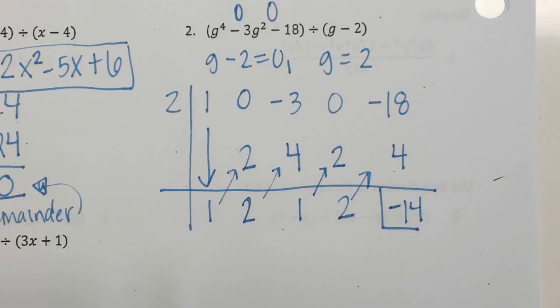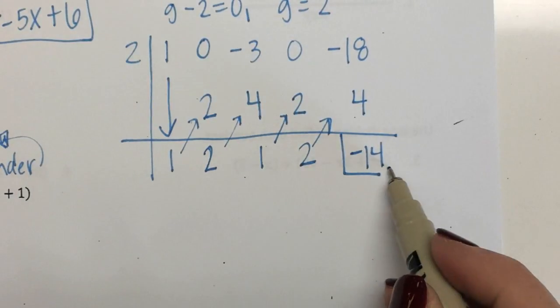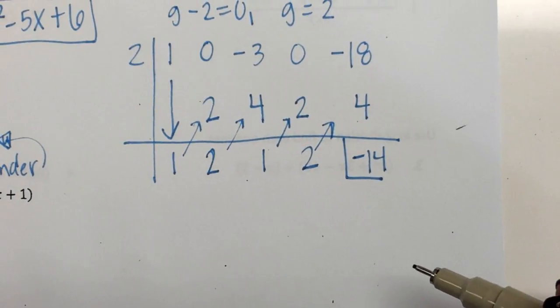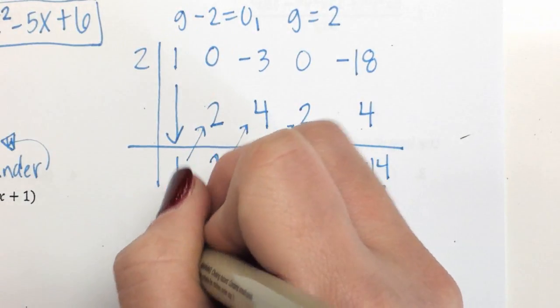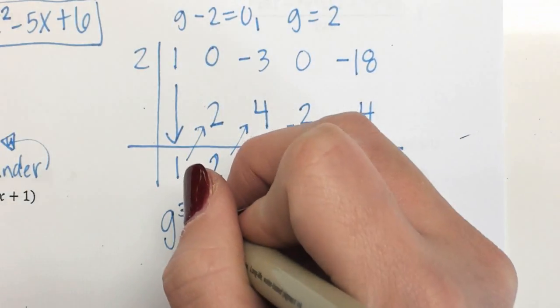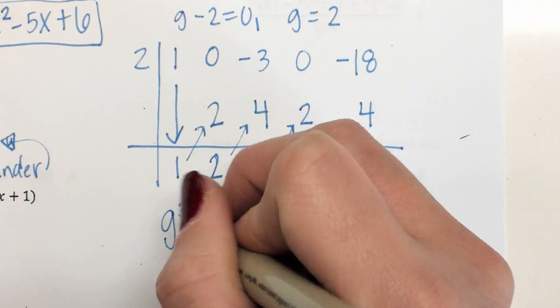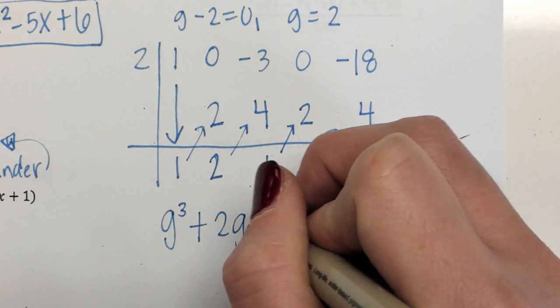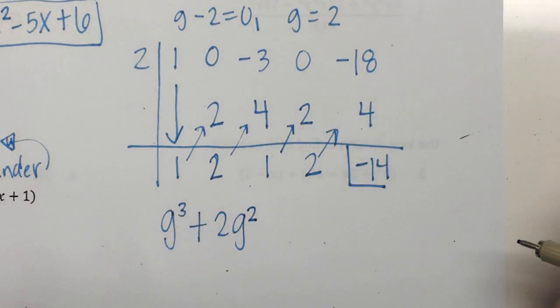Y'all like this way better? Okay. We just got to write our answer now. So these are our coefficients. So tell me the first thing I'm going to write. 1G to the third. Good. Go ahead. Minus. Not minus. Plus 2G. 2G. Good. Go ahead.